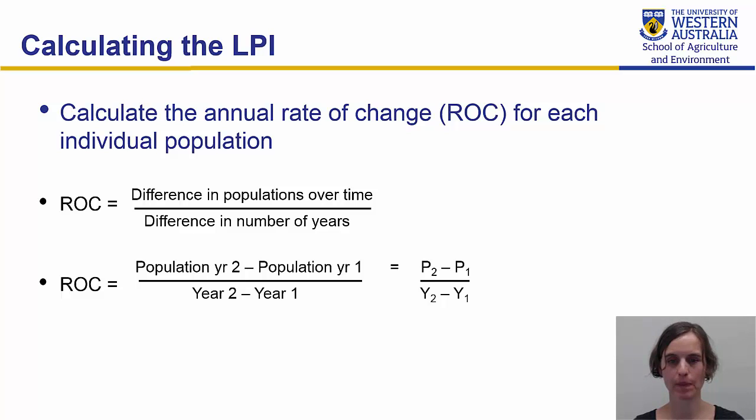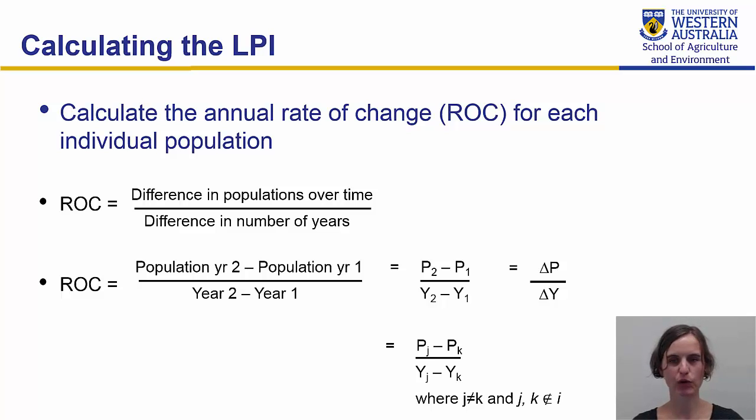Pretty self-explanatory. But I'm showing you the different notations to familiarize you with different scientific notations. So P2 is population in year 2 minus P1, population in year 1, divided by year 2 minus year 1. Which is also delta P divided by delta Y. The delta means the difference or the change. And then there is a more generic notation where I just say Pj minus Pk, where J and K stand for different years.